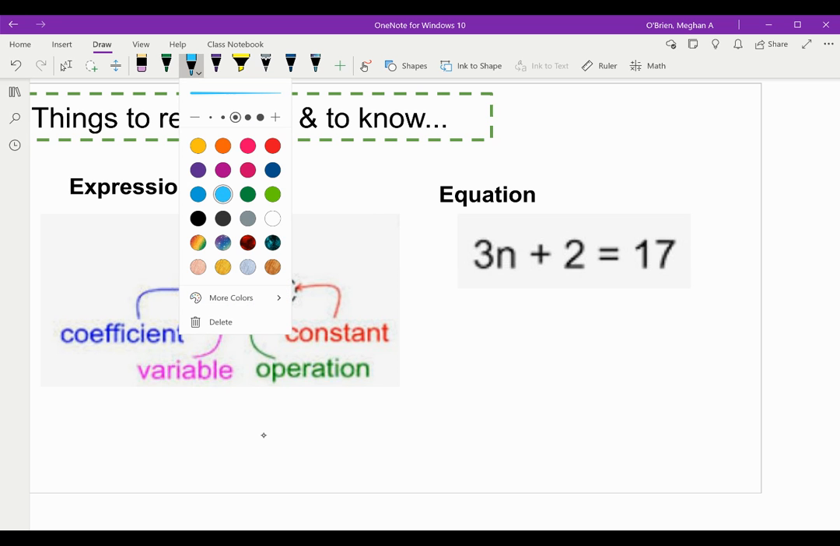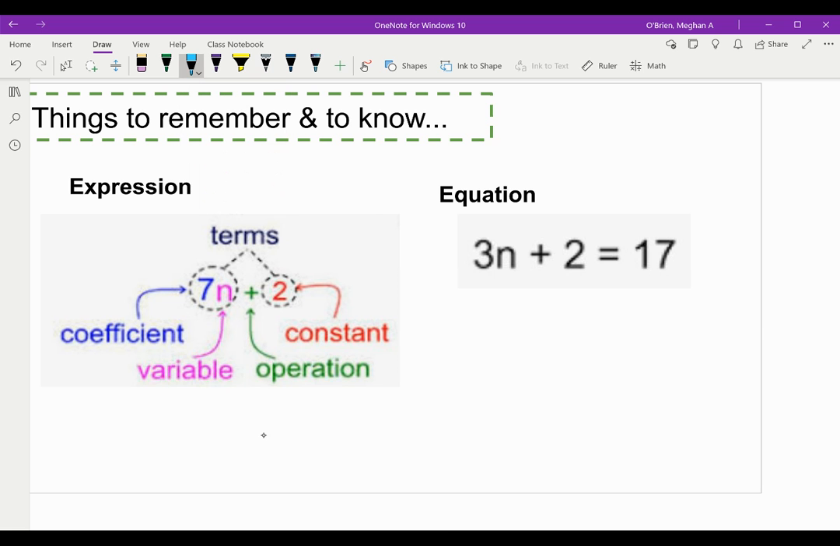So here is an expression, and then here is another expression, okay? And equations just show that they are equivalent. So look for that equal sign to know if it's an equation or not. Otherwise, it's an expression.